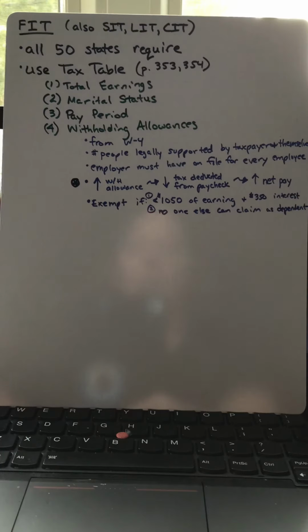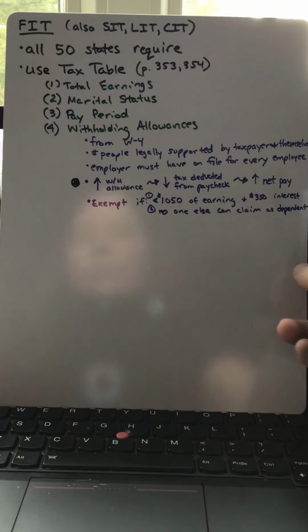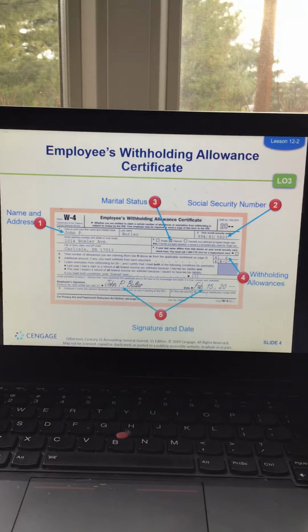Okay? And then the only other thing about withholding allowance I'd know for quiz and test purposes is you can be exempt from having anything withheld if you make less than $1,050 of earnings and $350 of unearned income, such as interest or dividends. And then no one else can claim you as a dependent. Okay, so you're exempt in that regard. So for you guys, you're probably exempt if you're making less than that.